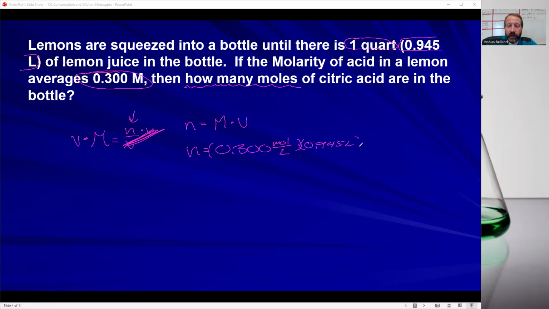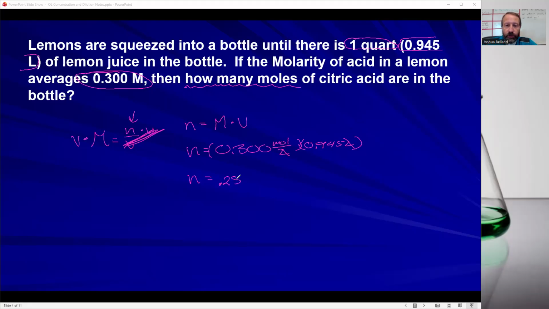0.945 liters, and that's just what I want you to see. The liters there and the liters there cancel out. It gives me moles, which is a great label for my answer, right? Yes, of course it is. I'm going to now multiply these numbers, and by the way, 0.300 is 3 sig figs. That's what all those zeros are there for. And 0.945 is also obviously 3 sig figs. Okay, so I'm going to round to 3 sig figs.